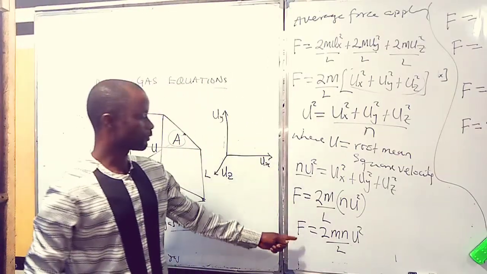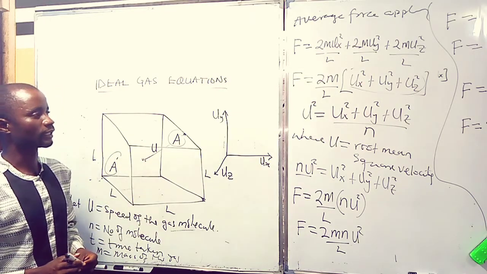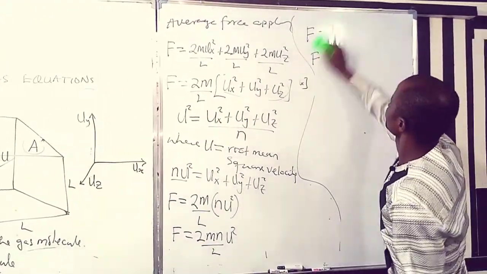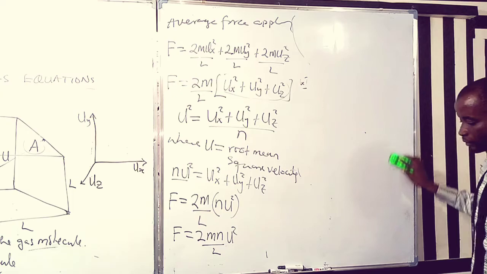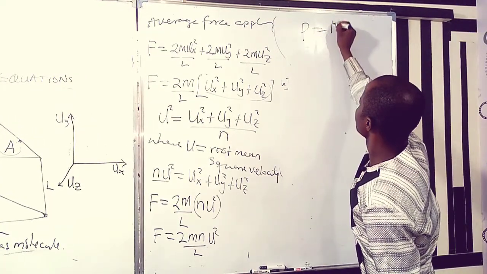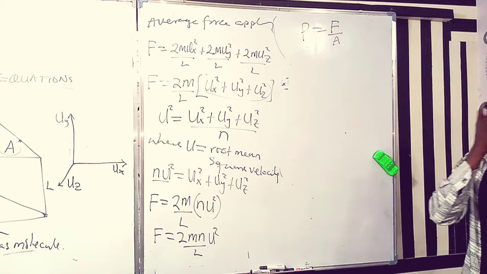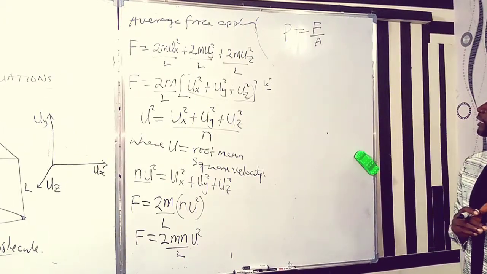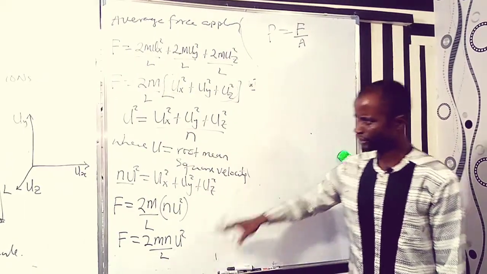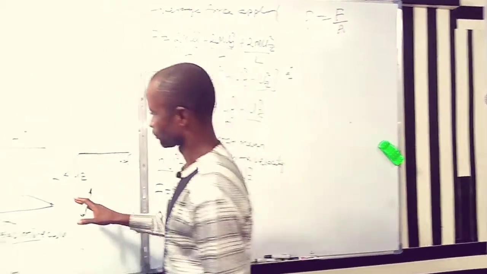Now let's relate this force to the pressure exerted on the wall of the container. How are you going to do that? Recall that P is equal to force over area. But since we've obtained the force applied on the cylinder, what is the area of the cylinder? Let's now resolve the area.